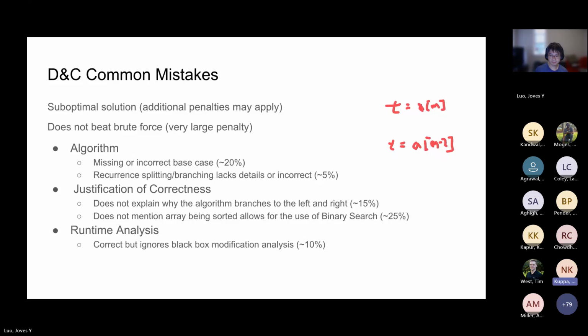Hi, Jovis. Can you talk about when we would use merge sort versus fast select? Is it fair to say we mainly use fast select when we need the kth smallest or largest value in a list, and merge sort for everything else?